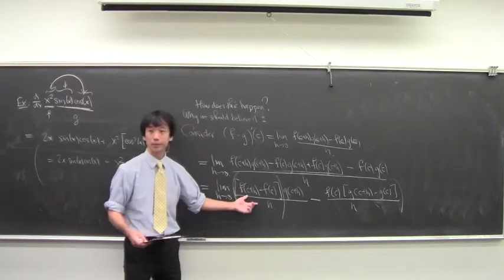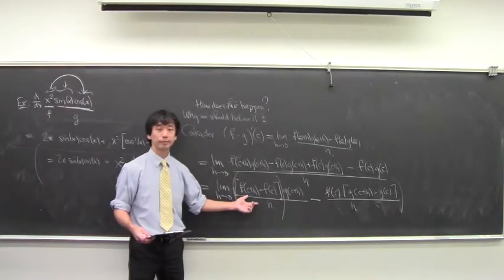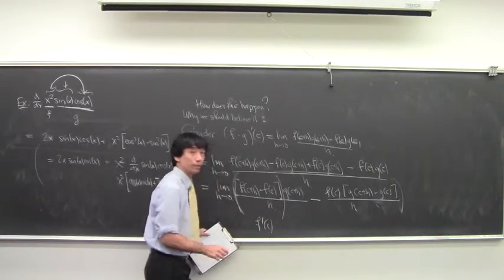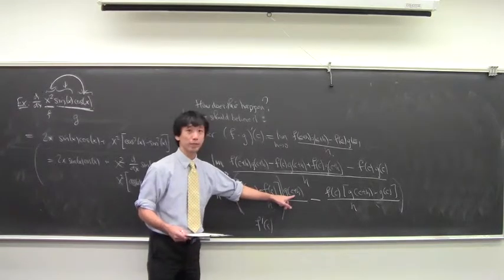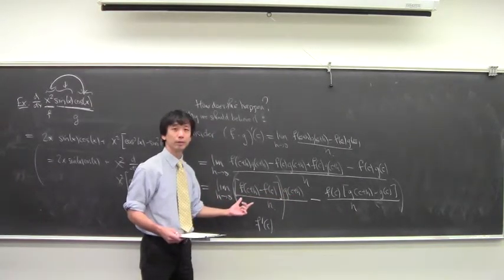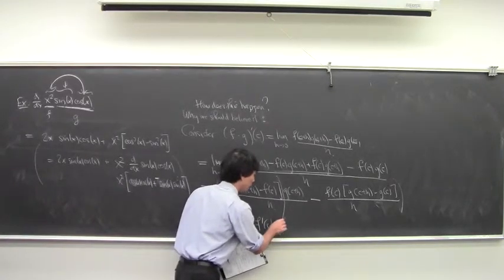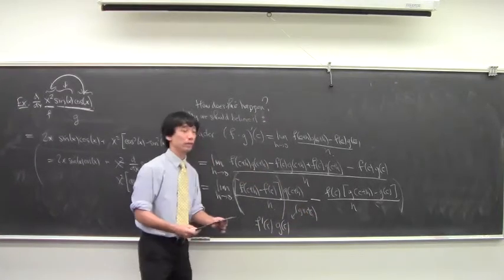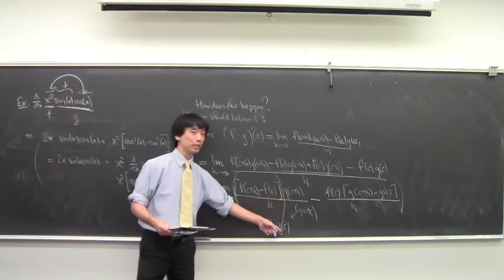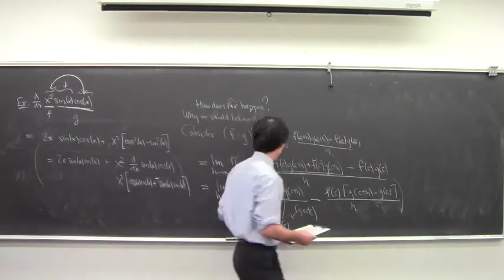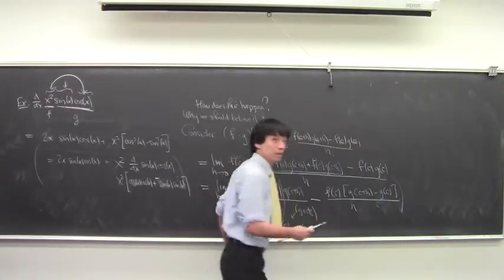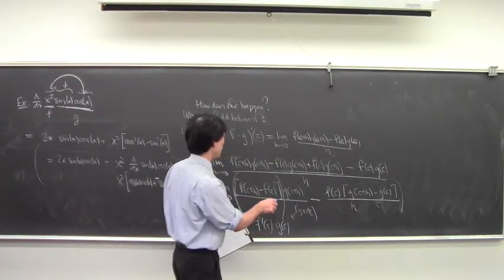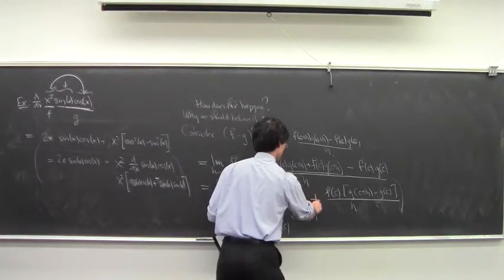As h goes to 0, this is the derivative of f at c. What happens to g of c plus h as h goes to 0? g of c. Why? Because g is continuous. So as h goes to 0, you just evaluate g of c. Sorry, this should be a plus.